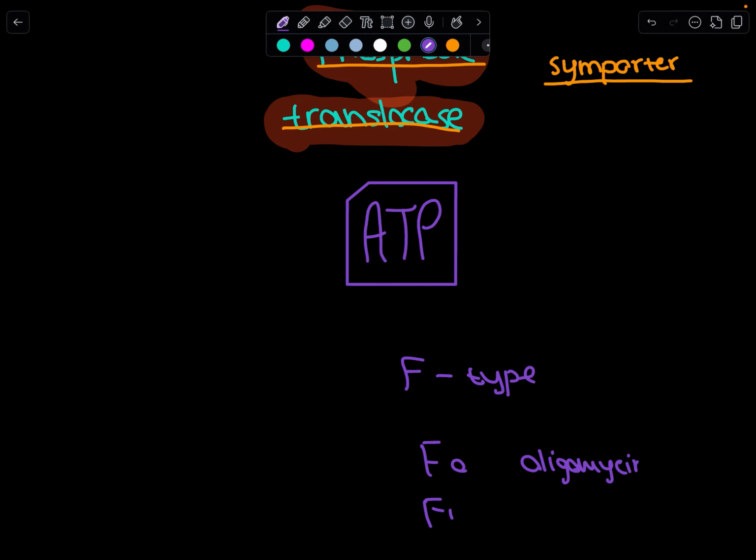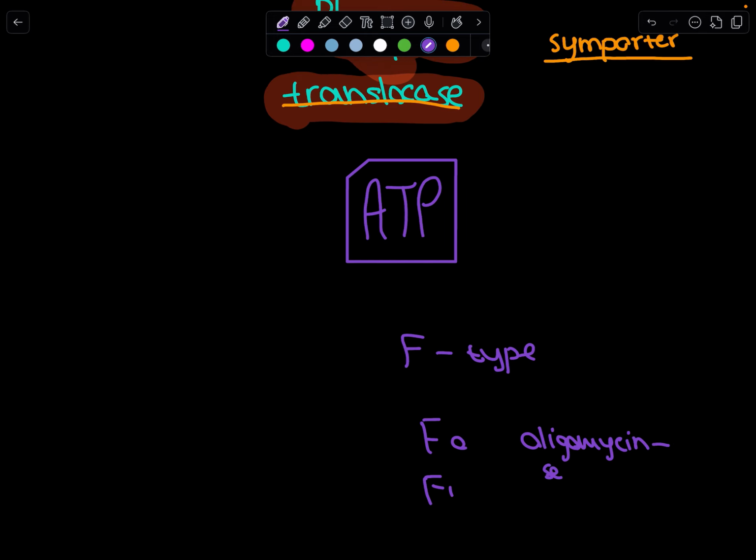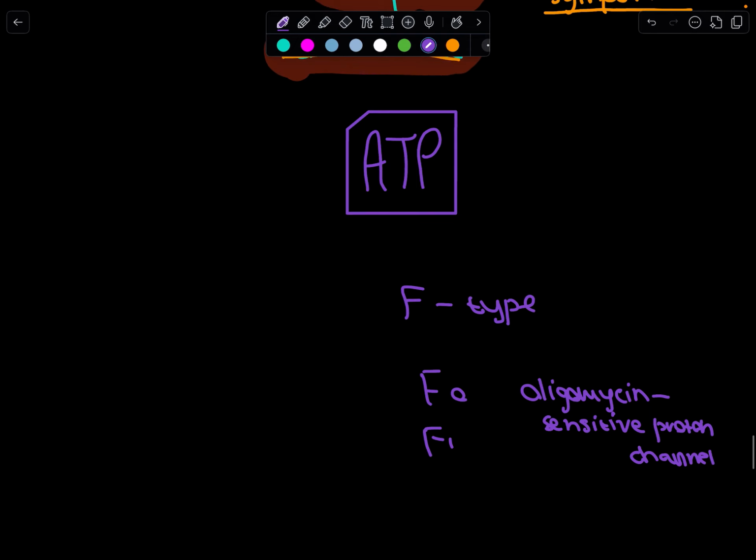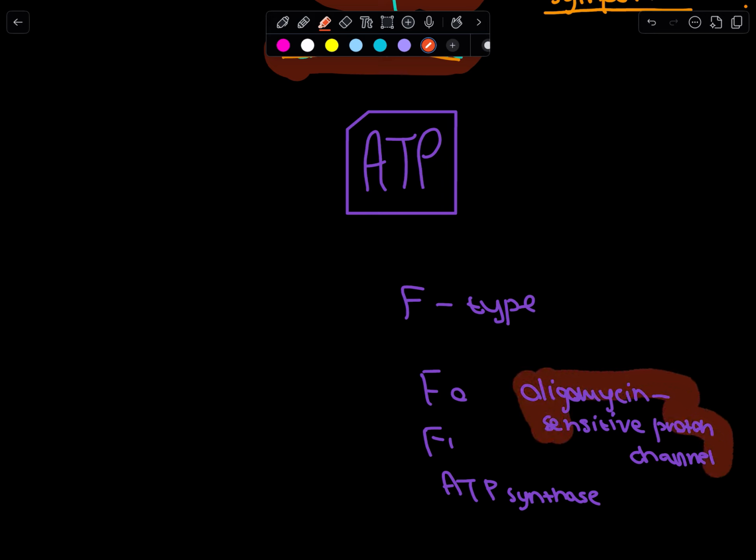The adenine nucleotide translocase is an antiporter because it swaps molecules in opposite directions: ADP into the matrix, ATP out. The phosphate translocase is a symporter because it moves two molecules in the same direction, Pi and a proton, into the matrix. Now, ATP synthase, an F-type ATPase, synthesizes ATP using the proton gradient.